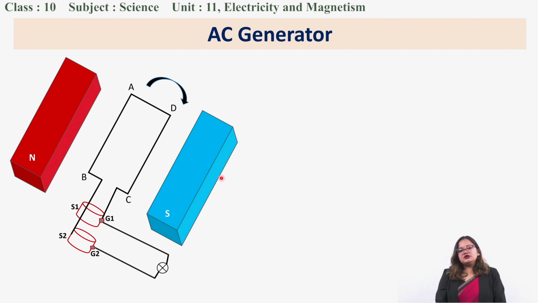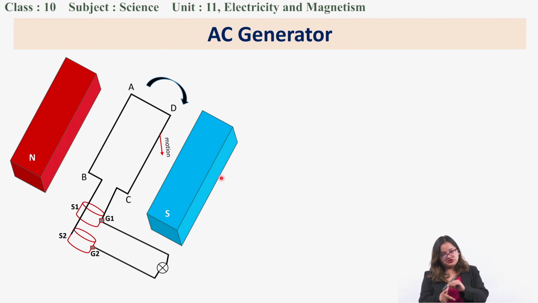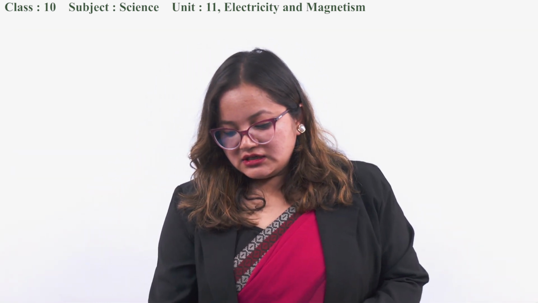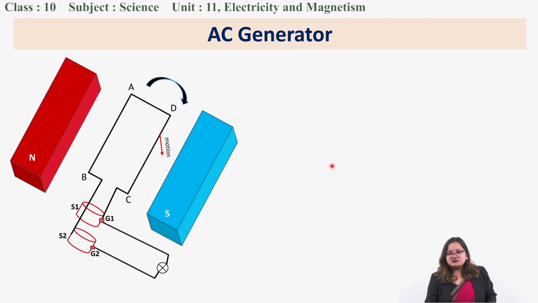From CD, we know that the motion is downwards, right? So the motion is downwards. Among these three fingers, which finger shows the direction of the motion? Exactly, the thumb shows the direction of the motion. So this thumb is going downwards for now, okay? And the magnetic field, you remember from earlier, right? It always goes from north to south pole. So the magnetic field line goes in this direction, correct?